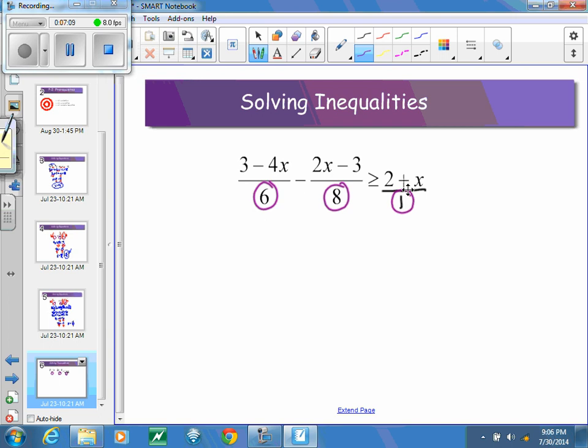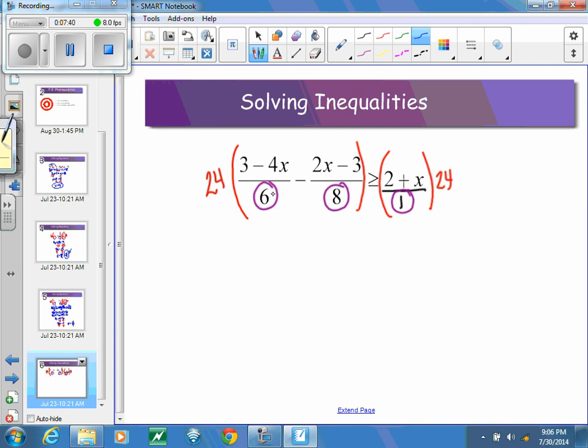A lot of times what people will do is they'll just say, okay, 6 times 8, so then you get 48. But that's fine, you can do that, and you can still solve it, but I'm going to go ahead and use the least common multiple, which is going to be 24. So I'm going to multiply both sides of my equation here, or my inequality I should say, because I have the greater than or equal to sign there. Multiply that out. Here's the part where I'm going to save some time and eliminate writing everything out.